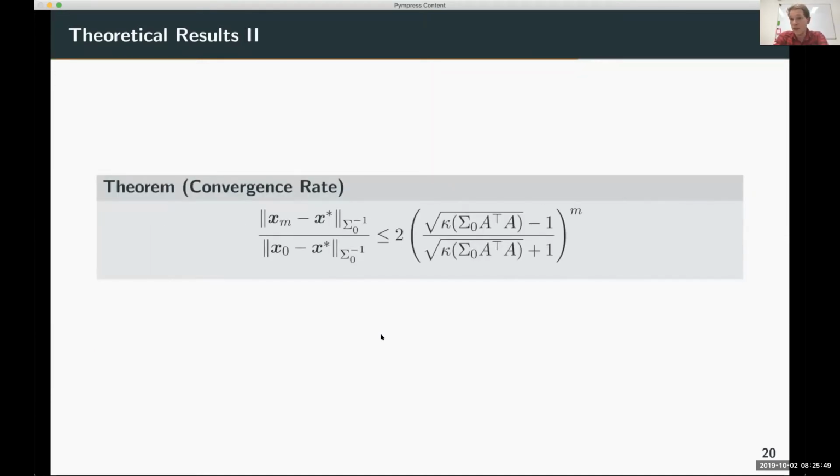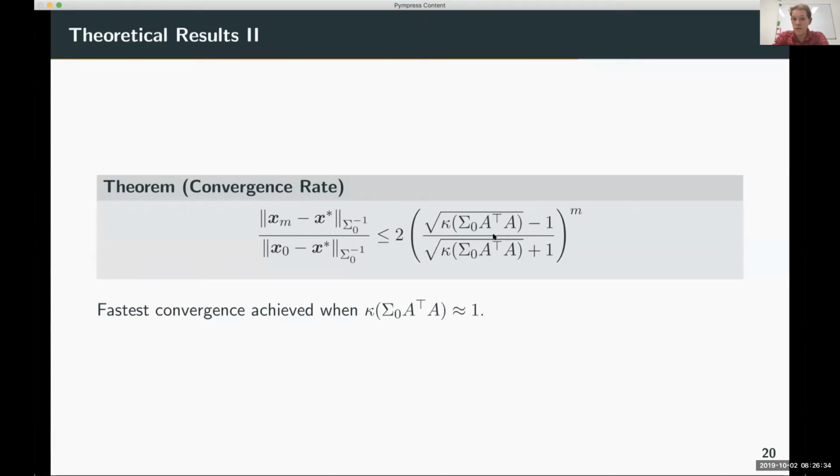And this optimality that we've shown in the theoretical result presented on the previous slide also leads us to a convergence rate for the iterate from Bayes CG, so the posterior mean from Bayes CG. We can show that the relative error, xm minus x star divided by x0 minus x star, now computed in the prior precision norm, is bounded above by this term on the right, which again is almost identical to the bound that we obtained from CG, except that the condition number which controls the convergence rate is now the condition number of this matrix sigma naught A transpose A, rather than the condition number of A itself.